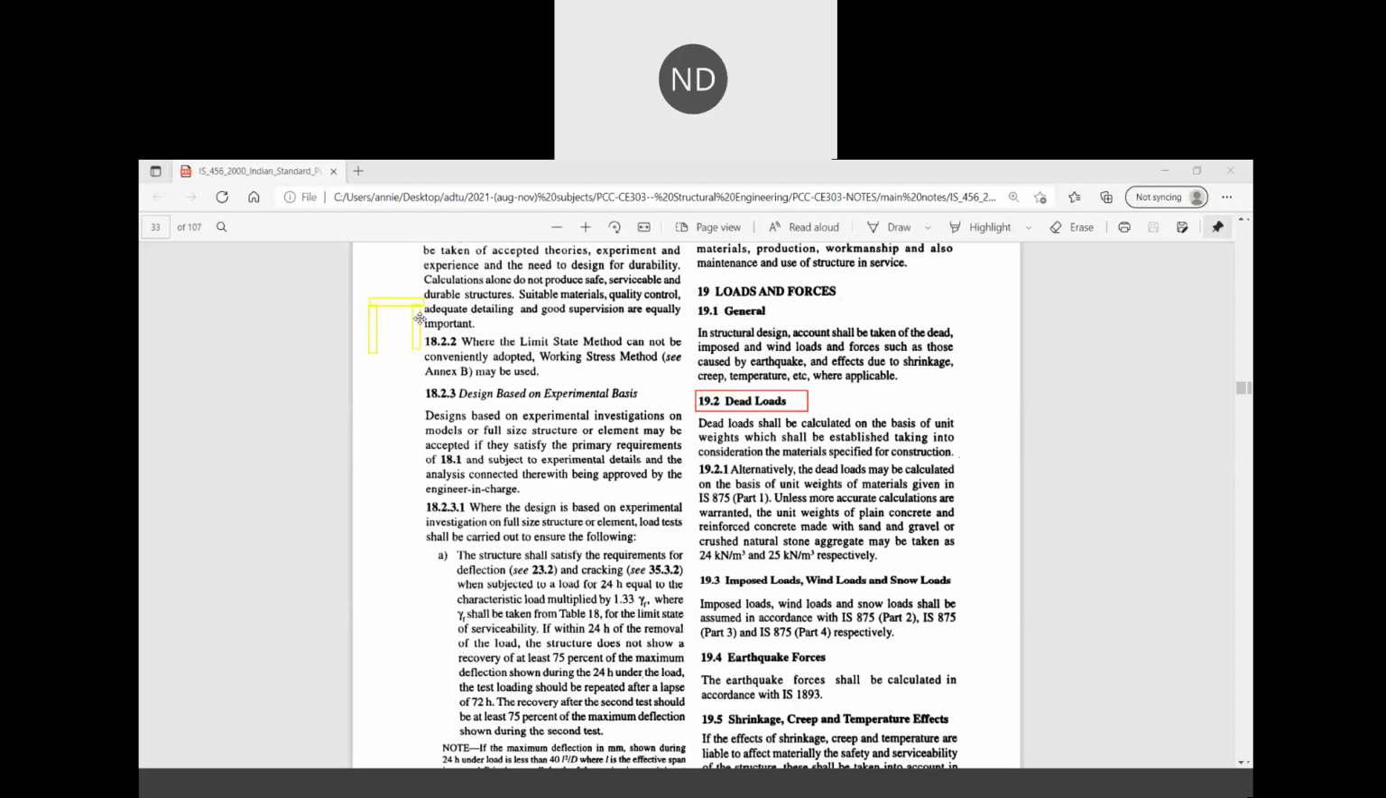So basically, when we are designing a G plus 1 floor, we have to calculate how much load is already present, that is the dead load of the material. So that dead load is calculated from these materials. For this example, there are three members, 1, 2, and 3. The dead load from these three will be the total dead load of the structure.